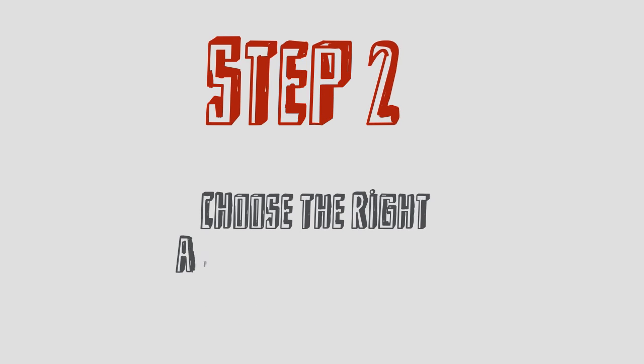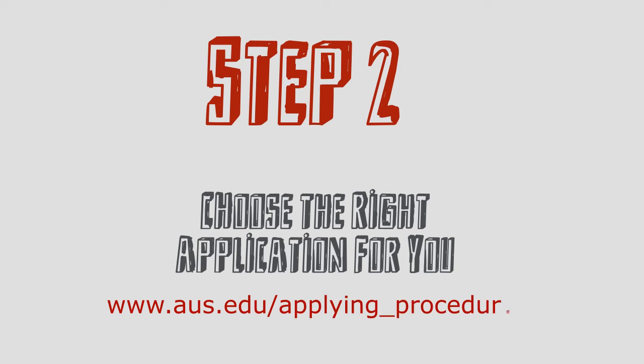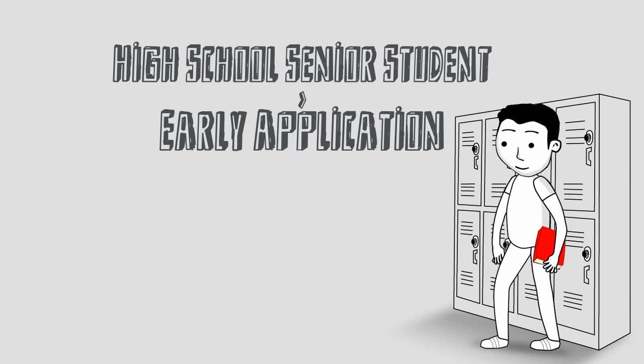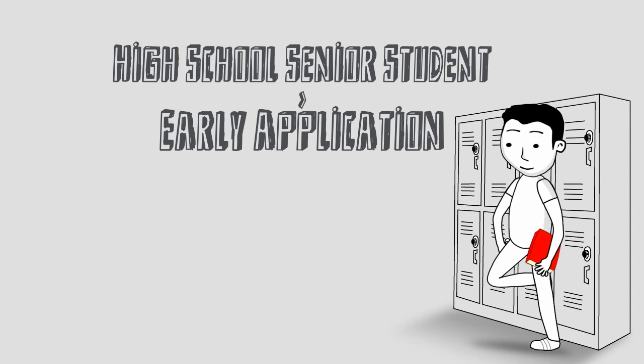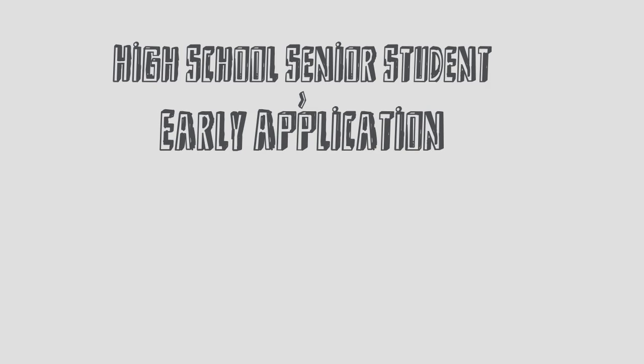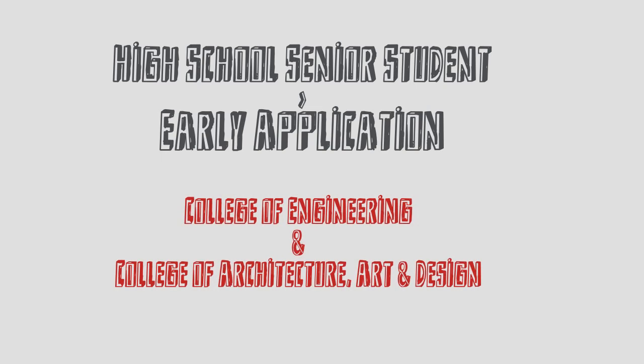Step 2. Find out which type of application applies to you. Consider applying for early admission if you are a senior in high school. This allows you the opportunity to gain conditional admission in the major of your choice and reserve your seat at AUS. We highly recommend early admission if you are applying to majors in the College of Engineering or the College of Architecture, Art, and Design.